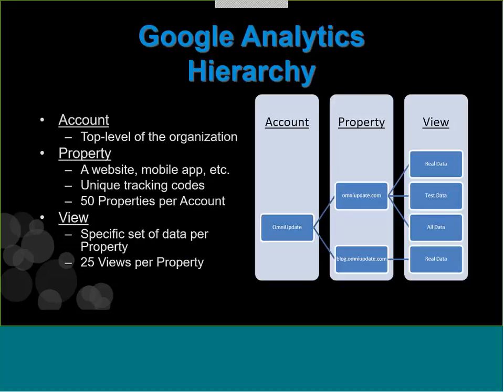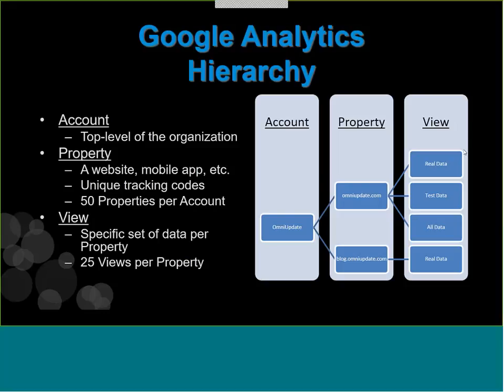So really quick, I just wanted to go over in Google Analytics how you have your properties and your accounts and all that set up. You have your main account, which is the top level. It's your primary institution's domain. For us, it's OmniUpdate. Within OmniUpdate, we have some properties, and these properties are your actual websites. They're your mobile apps, et cetera. This is where you'll get all of the unique tracking codes that you install. You can have up to 50 properties per account.